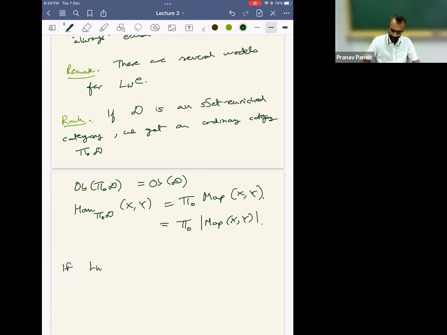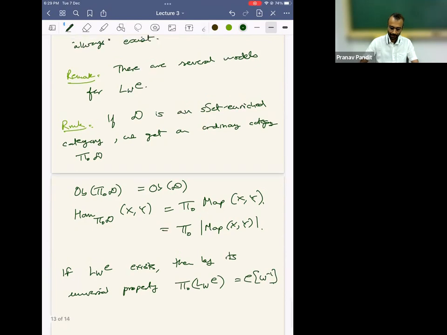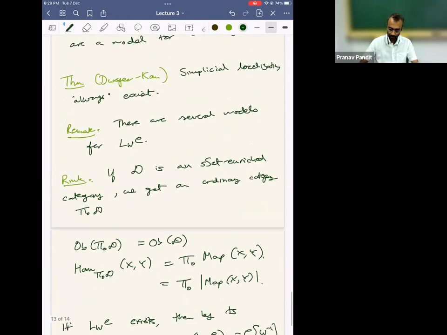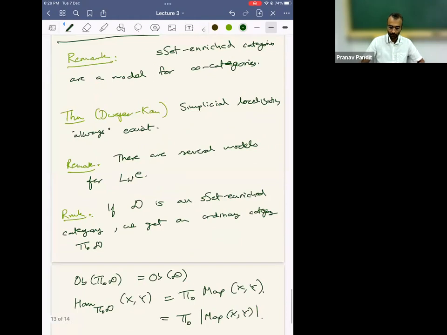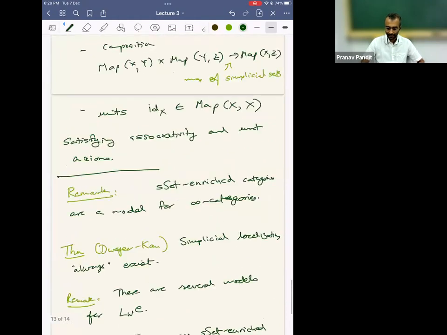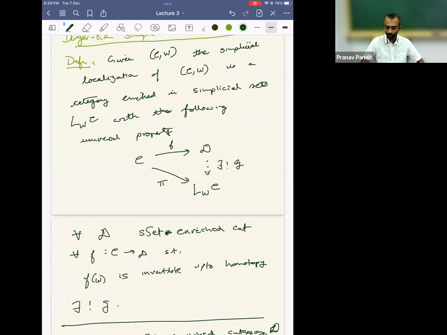Okay? So if LWC exists, which I said it does, then by the universal property, pi zero of LWC is C[W inverse]. That's automatic, because if you go back to the definition, what is the definition? The definition is that I look at any functor that takes every element of W to something that is invertible up to homotopy. But what does invertible up to homotopy mean? It means exactly that it's invertible in pi zero of D.